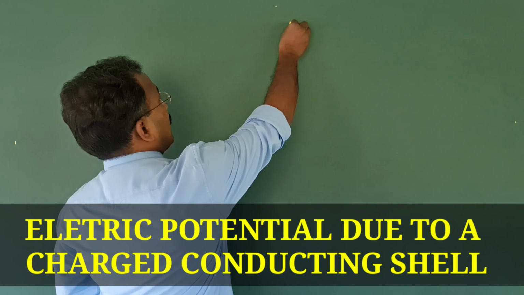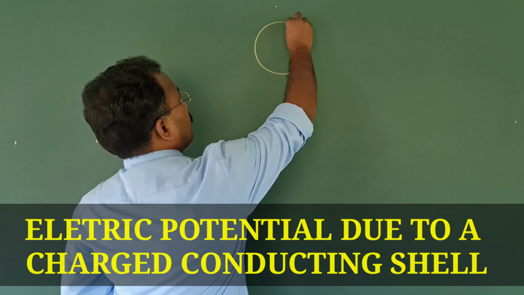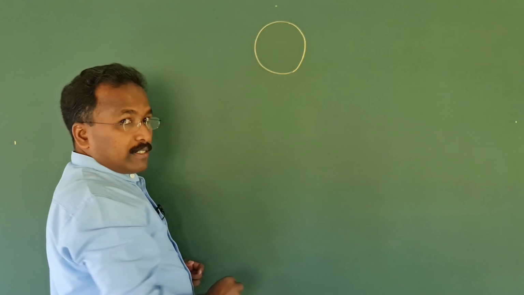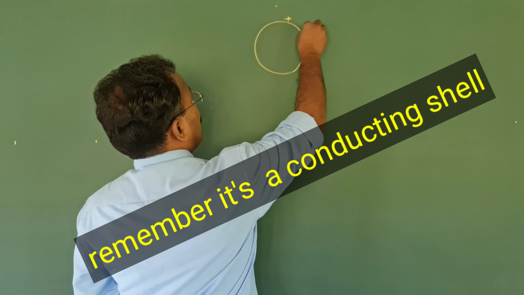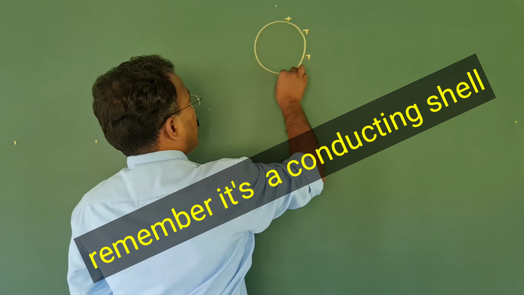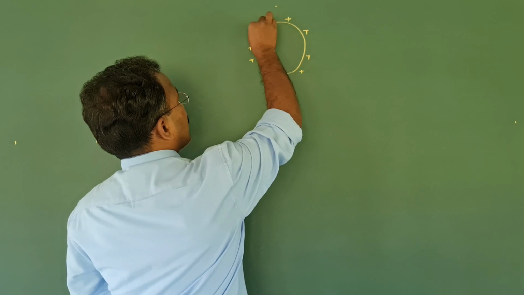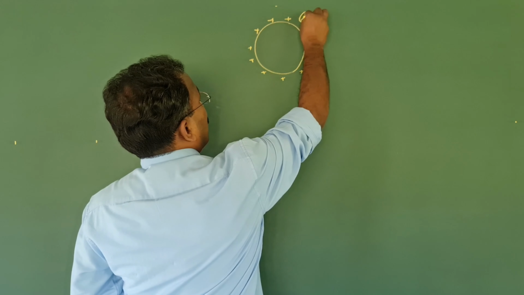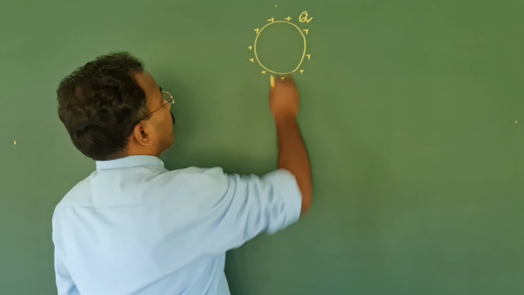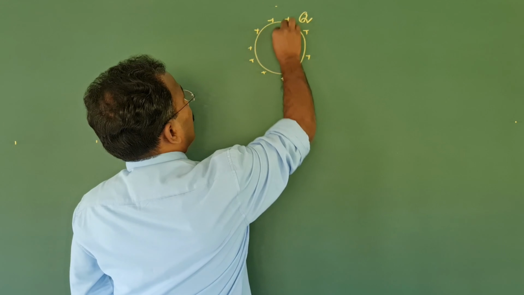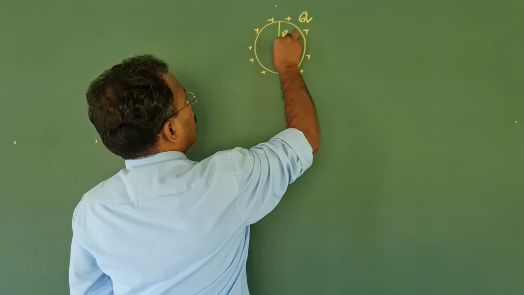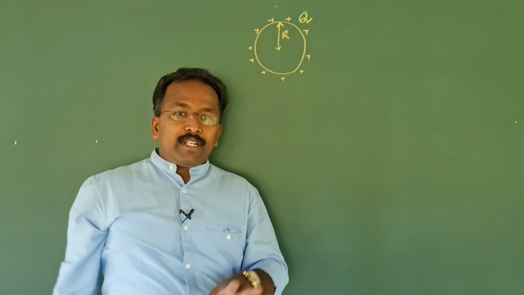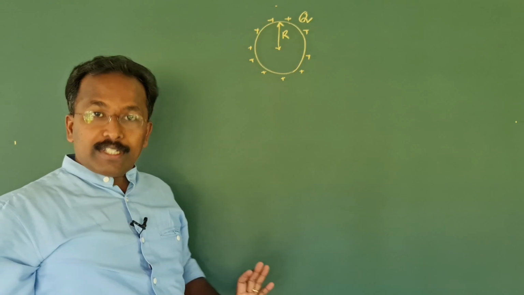So a shell I am drawing here. You know, a shell is something that is hollow inside. This is conducting, so if you give charge, it will be uniformly distributed all over the surface. So it is like this. Let's imagine the charge on it is capital Q, and this is the center, and its radius I am marking as capital R. And we need to calculate the electric potential due to this in its vicinity.